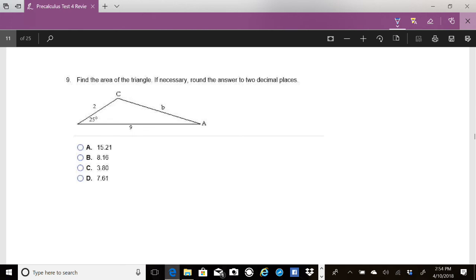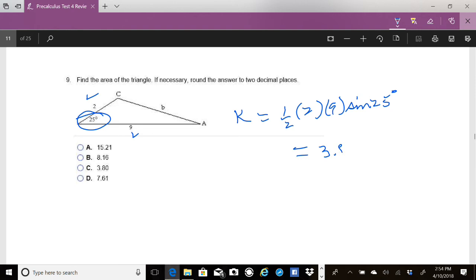Number 9, we want to find the area of this triangle. And because we have two sides and the angle between them, we're going to use a formula that says the area, K, is equal to 1/2 the product of the two sides times the sine of the angle between them, which is sine of 25 degrees. And this is equal to 3.80. So it's answer C.